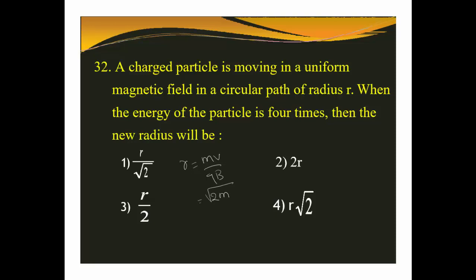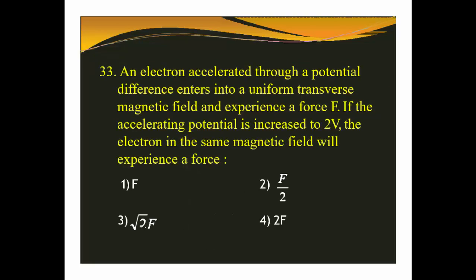mv can be written as root of 2m into Ek. The radius is related to the energy as root of Ek. The energy is made 4 times, which means the root becomes 2, so the radius becomes 2r. The radius becomes 2 times, means 2r. The option is 2.